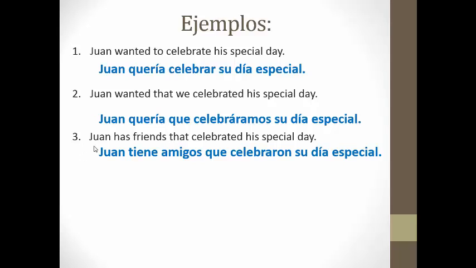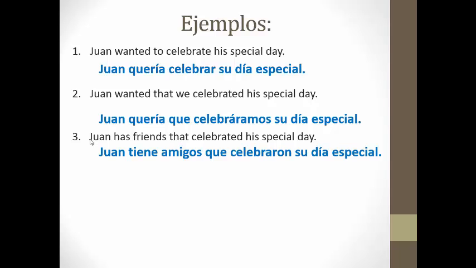And then lastly, let's look at 3. Juan has friends that celebrated his special day. He has these friends. That's not a weird verb. There's no need for a subjunctive. We just translate this sentence. Regular indicative tense. Remember, indicative means not subjunctive, essentially. So we have here, Juan tiene amigos que celebraron su día especial.